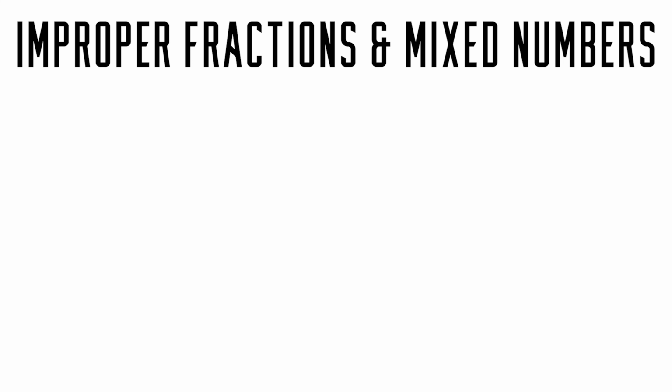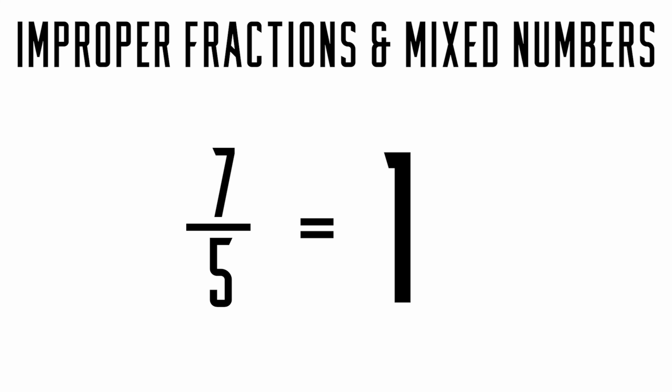If, for example, we are given an improper fraction of 7 over 5, we can convert this into a mixed number by asking how many 5s are in 7. There's 1, with 2/5 remaining. So we have a mixed number of 1 and 2/5.